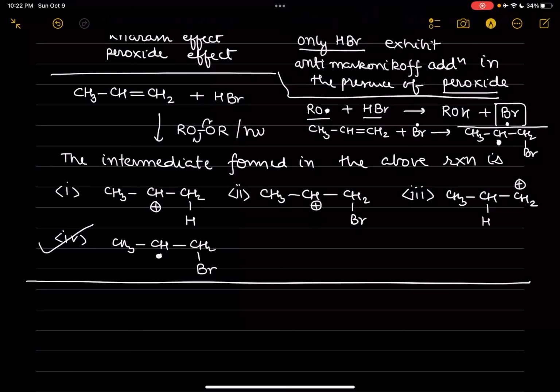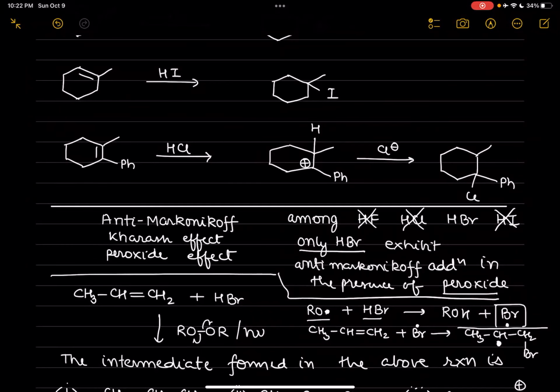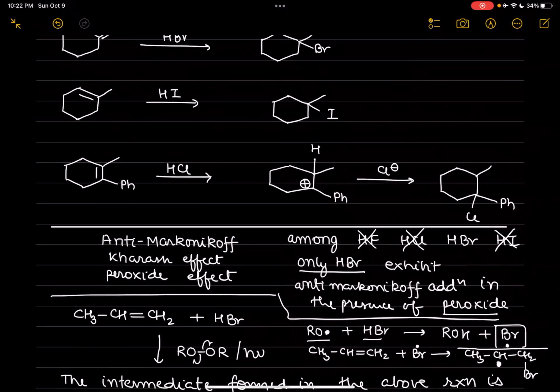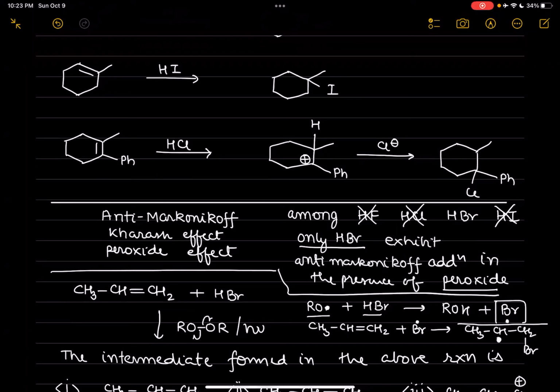But what is the reason that it is only HBr? Why not HF, HCl and HI? What's the problem with those? They can't form free radicals. Actually, something related to that. The HF and HCl bonds are strong enough that they are not cleaved in a homolytic manner. So they are going to add the way they were doing without peroxide, or in the presence of peroxide, their mode of addition is not going to get affected.